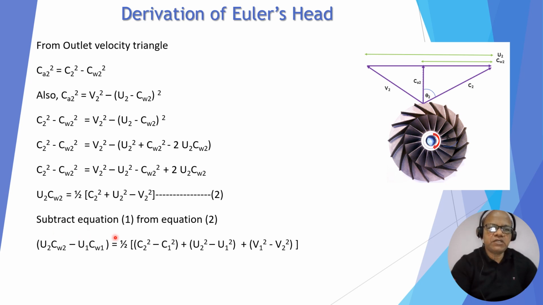So subtracting equation 1 from equation 2, we can write U2 CW2 minus U1 CW1 is equal to half into [C2 squared minus C1 squared] plus [U2 squared minus U1 squared] plus [V1 squared minus V2 squared]. So the Euler head, or total energy transfer, can now be expressed as U2 into CW2 minus U1 into CW1. This is the total head which is consumed by compression.